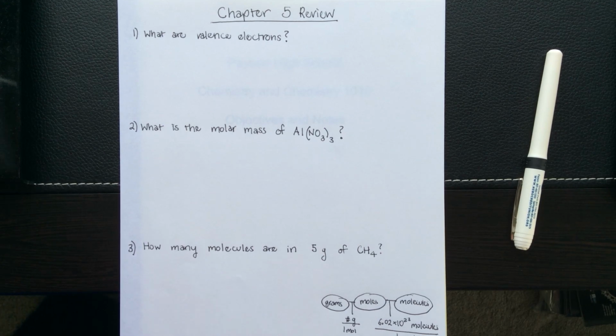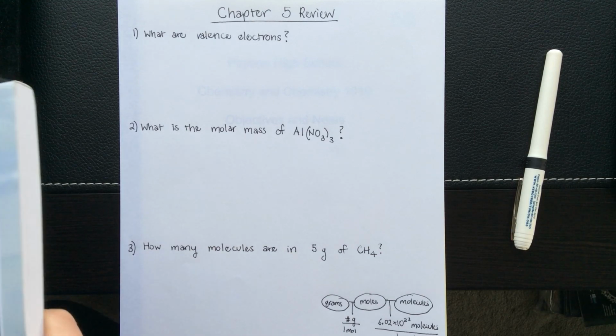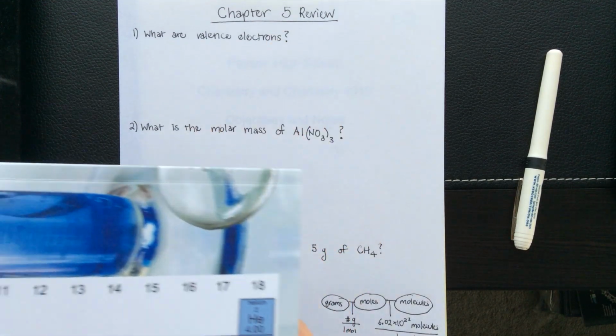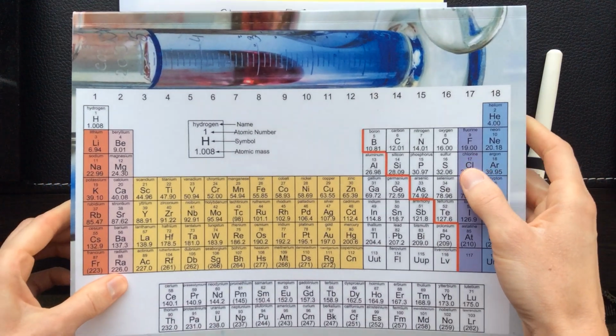Okay guys, so now it's time to review chapter 5. Chapter 5 was where we learned a lot about the periodic table, and we started learning about things like moles and molar mass. So that's going to be the main thing we need to review. But let's just talk a little bit about valence electrons really quickly.